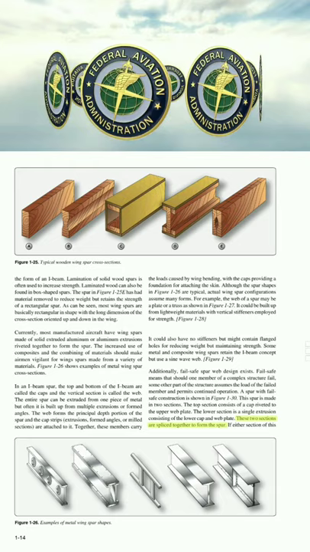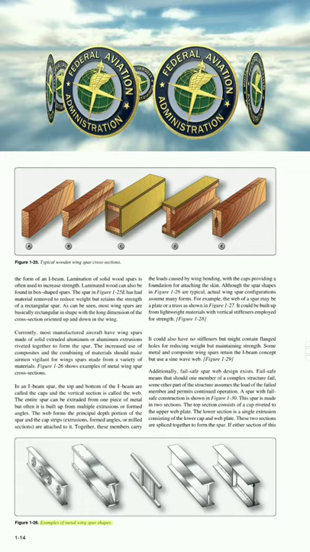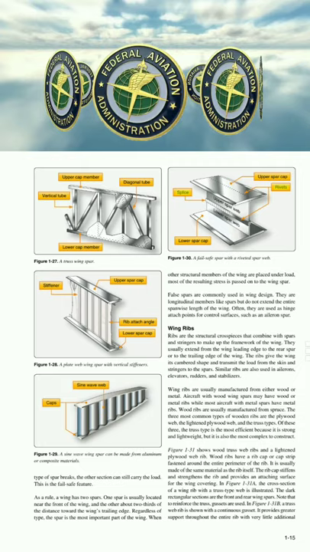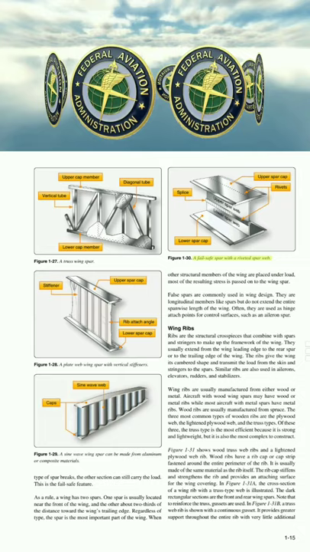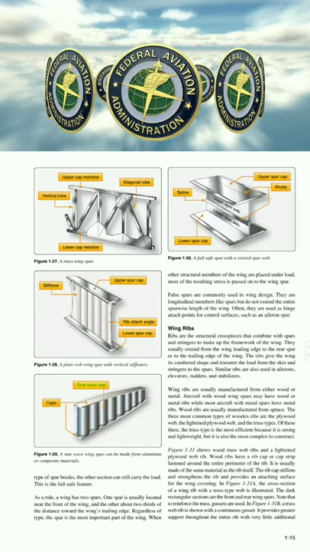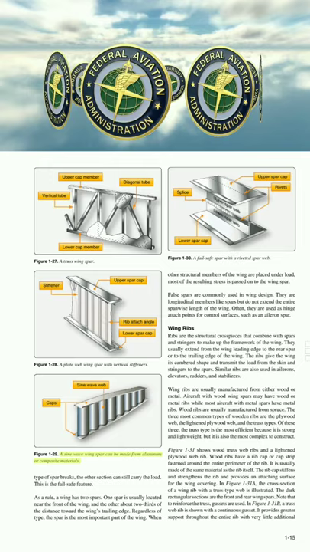Figure 126. Examples of metal wing spar shapes. Upper cap member, diagonal tube, vertical tube, lower cap member. Figure 127. A truss wing spar. Upper spar cap, rivets, splice, upper spar web, lower spar web, lower spar cap. Figure 130. A fail-safe spar with a riveted spar web. Upper spar cap, stiffener, rib attach angle, lower spar cap. Figure 128. A plate web wing spar with vertical stiffeners. Sine wave web, caps. Figure 129. A sine wave wing spar can be made from aluminum or composite materials.